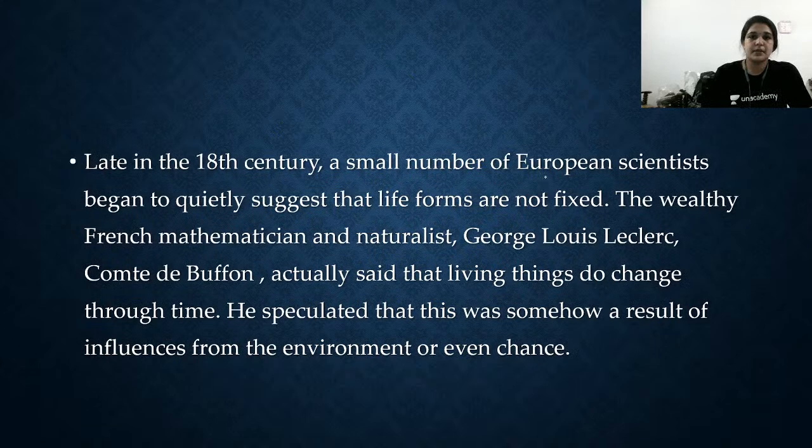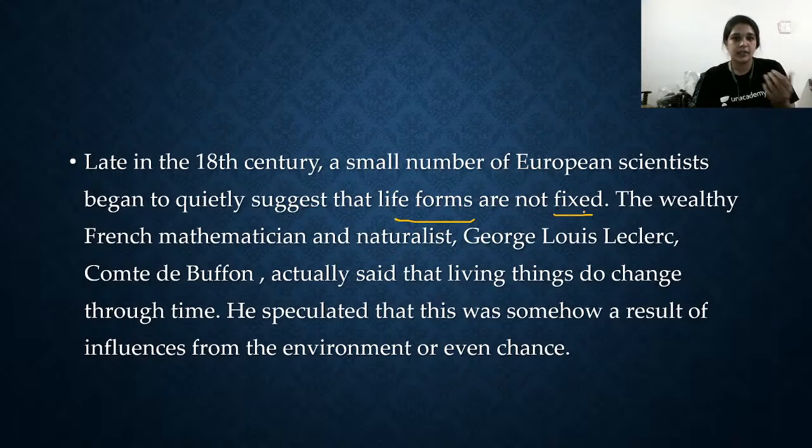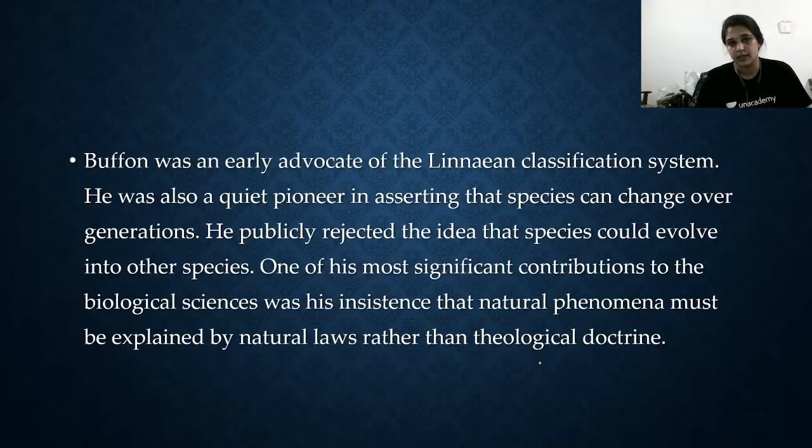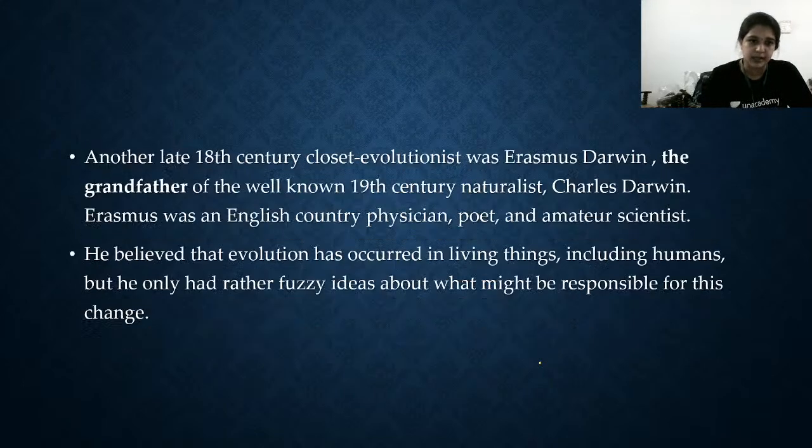Late in the 18th century, a small number of European scientists began to quietly suggest that life forms are not fixed. Now they are starting to talk about evolution, all these concepts. Comte Buffon actually said that living things do change through time. He speculated that this was somehow a result of influences from the environment or even chance. So he was an early advocate of the Linnaeus classification system.